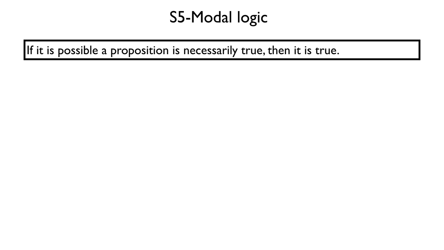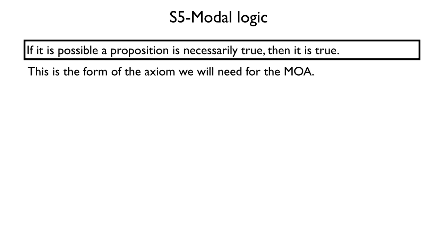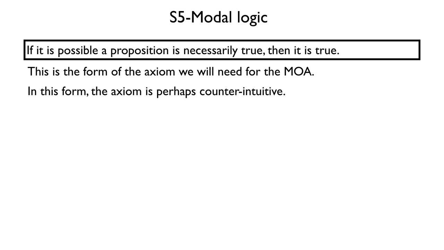So if it is possible a proposition is necessarily true, then it is true. This is the form of the axiom we will need for the modal ontological argument. And in this form, the axiom may perhaps appear to be counterintuitive. Wait, just because it's possible a proposition is necessarily true, somehow magically that means the proposition is true?